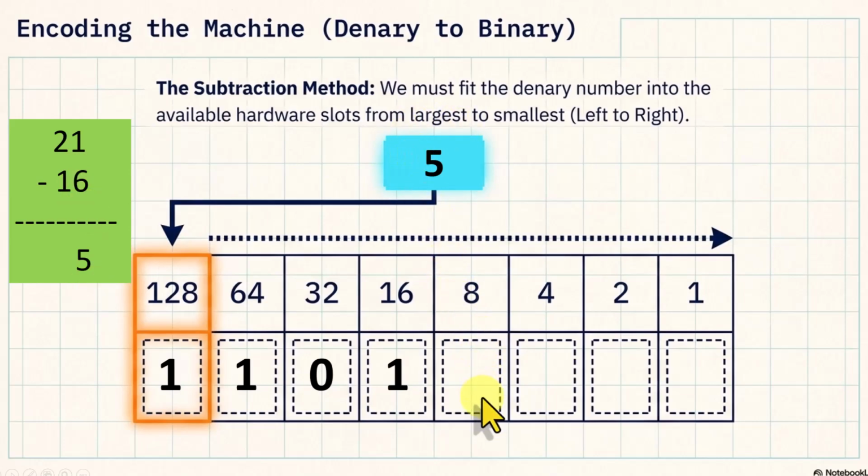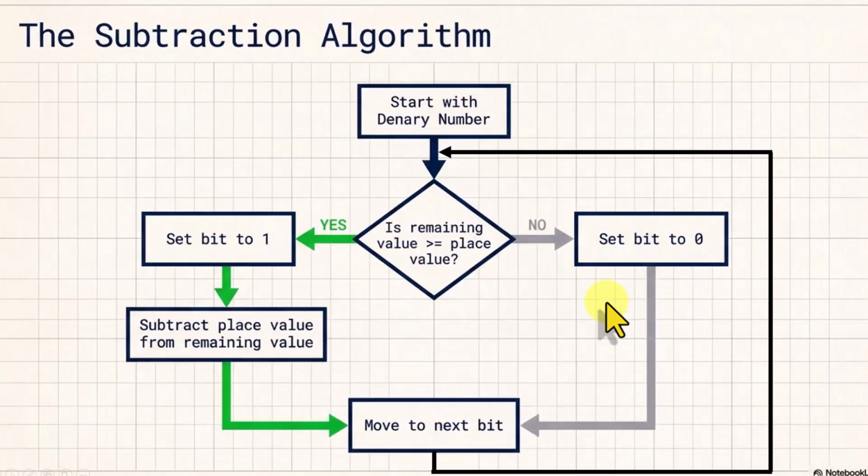Can I make 8? No. Can I make 4? Yes, and 5 minus 4 is 1. So 1 remains. From this 1, can I make 2? No. And I can make 1. That is how we change denary to binary, and at the end we will always have 0. So that is our number changed to binary.